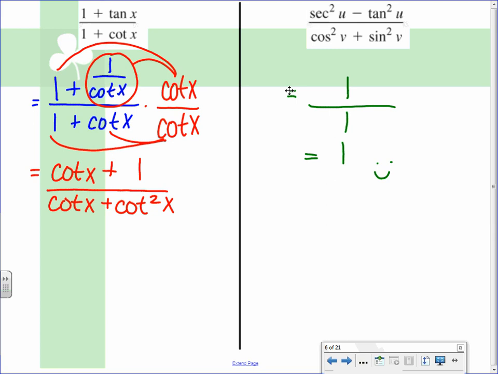Okay. I don't have any gross denominators. Nothing cancels yet, right? To cancel in a fraction, you have to have a common factor. And right now there's addition and subtraction. But could I factor to get a common factor? Does anything here factor? Take out a cotangent on the bottom.